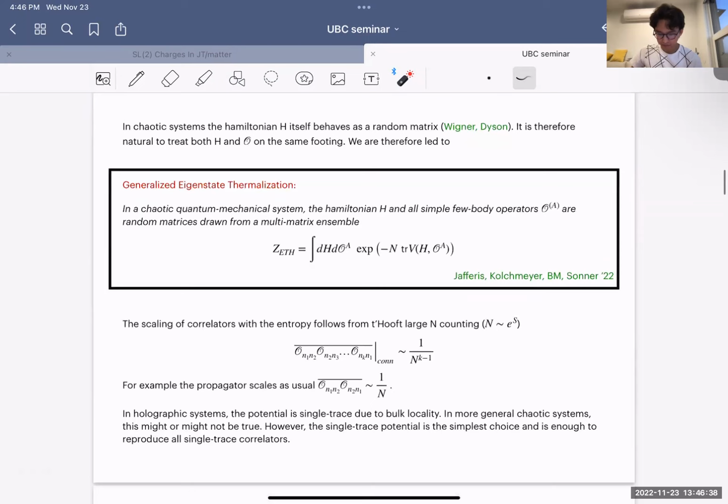I should make a comment here that I wrote a single trace potential. In holographic systems, this is something very natural because it is related to bulk locality. If you think about the matrix H in the sense of matrix model dualities from the 80s, where the diagrams build a Riemann surface, then from that perspective, single-traceness is related to bulk locality. So in that sense, in holographic systems, it's natural. But in a generic chaotic quantum system, I do not know whether this is true. This is something to be understood in more detail. So this is just one comment.